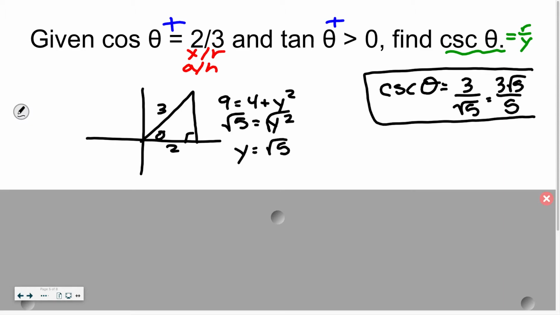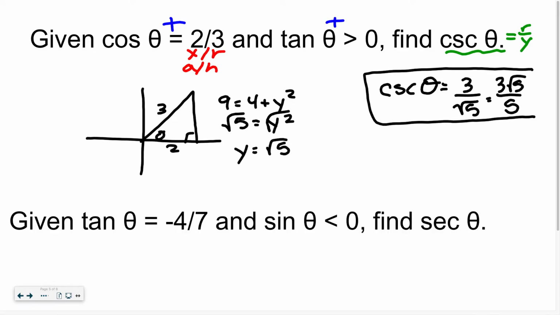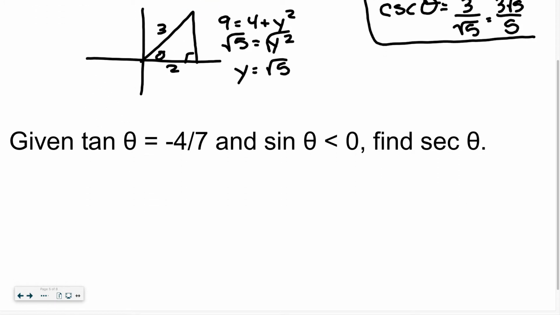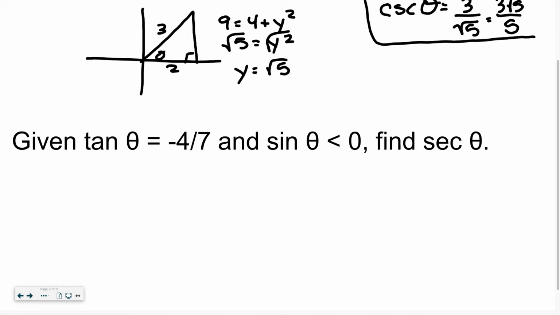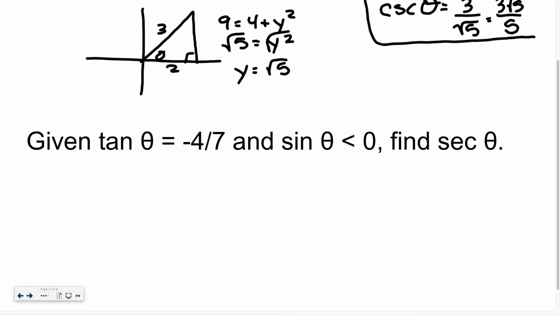So I'm going to give you time to do one on your own. Okay? And this is the place where I say be really careful, especially if you're going without a picture. Think about All Students Take Calculus, because this is where a lot of people lose points for incorrect positive or negative answers. So given that the tangent of theta is negative 4/7 and the sine of theta is less than 0, can you get me the secant?